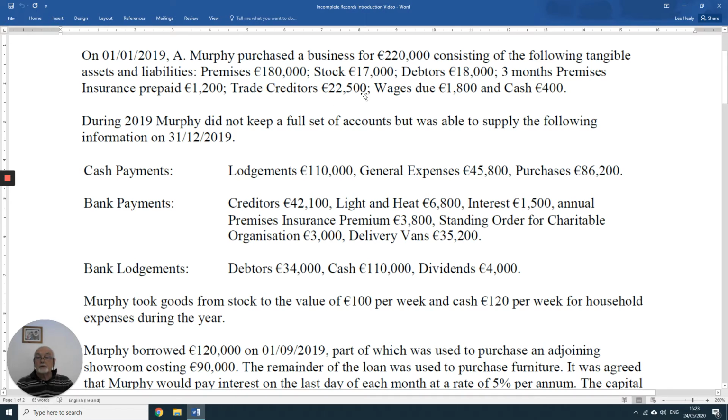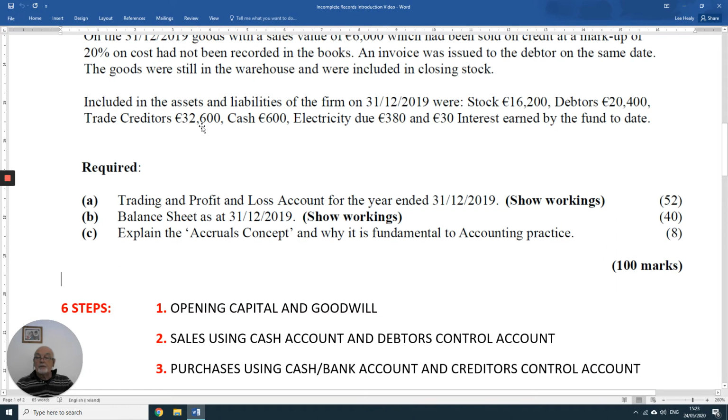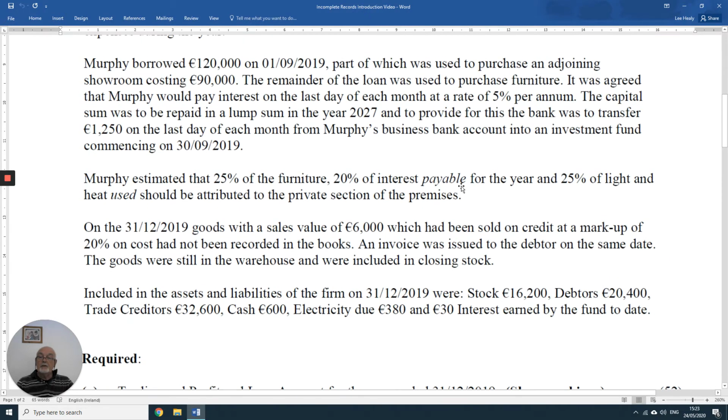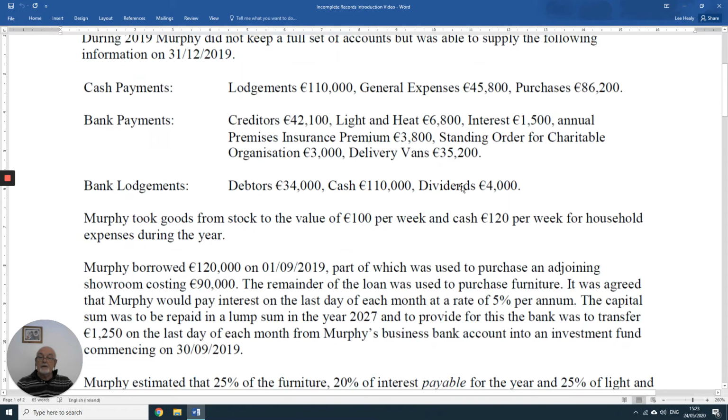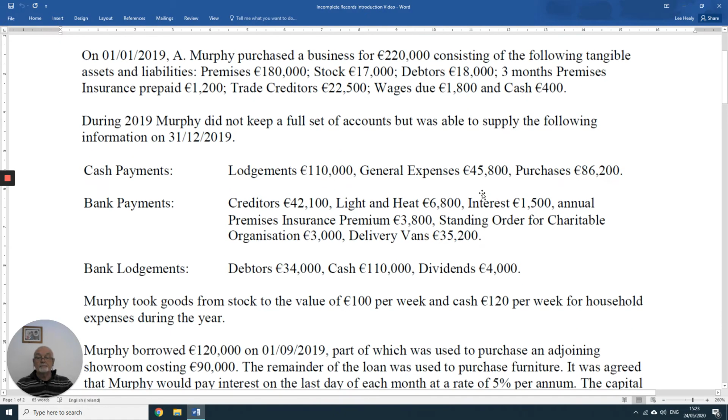That's how much we owe our suppliers at the start of the year. At the end of the year, we owe them €32,600. And again, up here somewhere, they'll tell us how much we paid our suppliers during the year. We can see it there in our bank payments. Creditors €42,100. Again, we've got three figures here that will help us to work out the value of our credit purchases. And therefore, we can do a creditors control account.